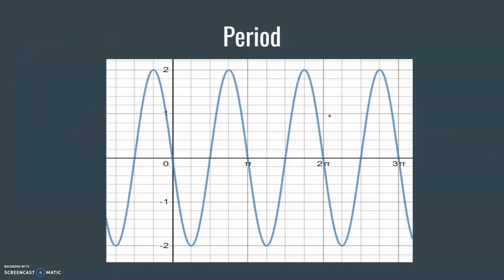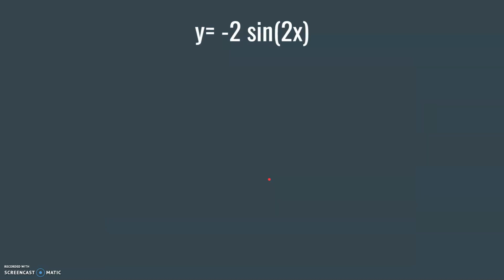So the period. The period is the length of one full cycle. There are multiple repeating patterns, such as these two shown right here, but either way, they're the same length. So we're looking at the equation from right here: y equals negative 2 sine(2x).